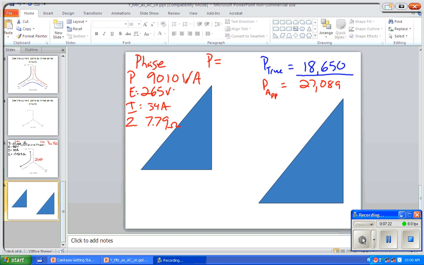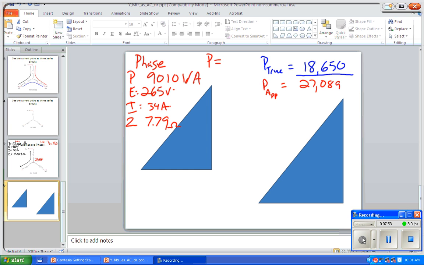now when we look at the power triangle, we know that the cosine of the angle is the true power over the apparent power, right? So that would give us the cosine of our angle, would it not? Okay, so let's pull out our handy dandy TI-30X2S and let's put that in. Second function cosine, 18,650 divided by 27,089, and find out what is our phase angle.